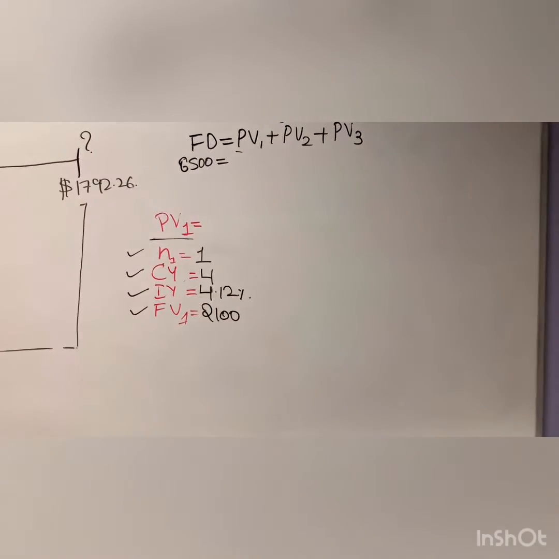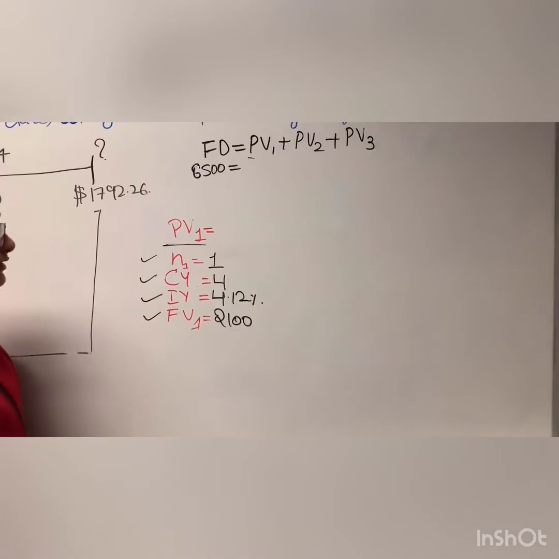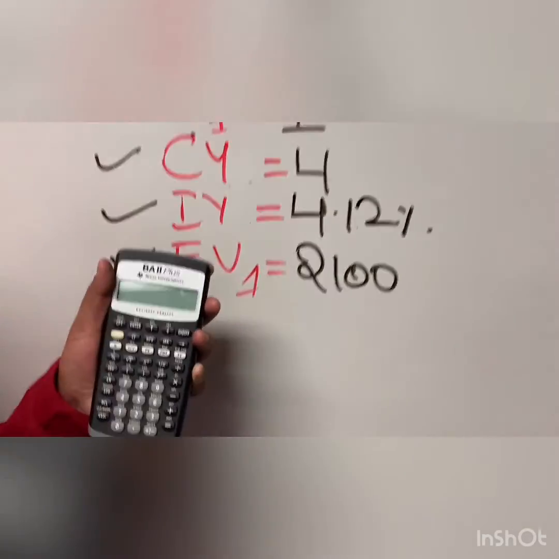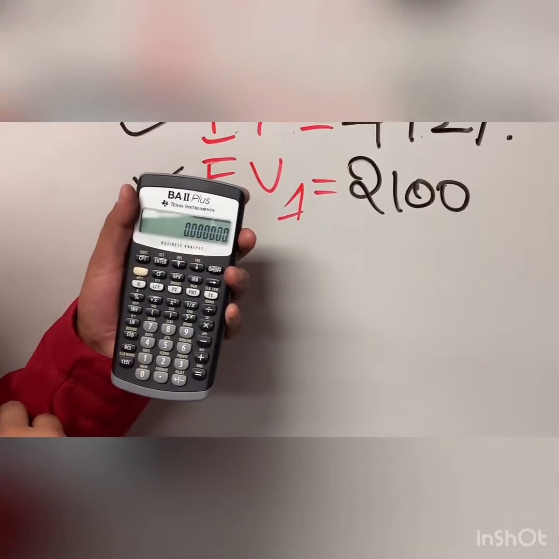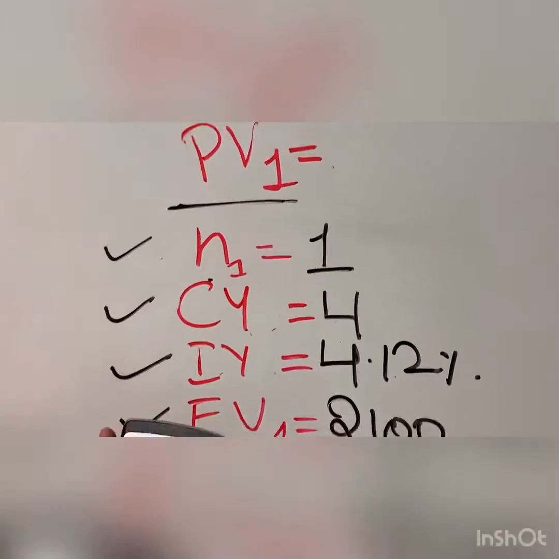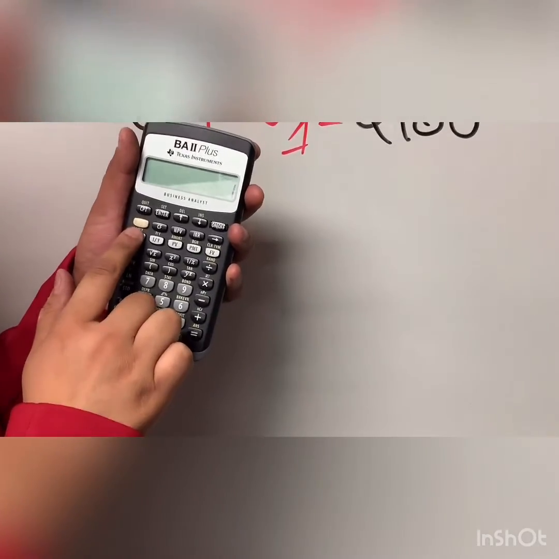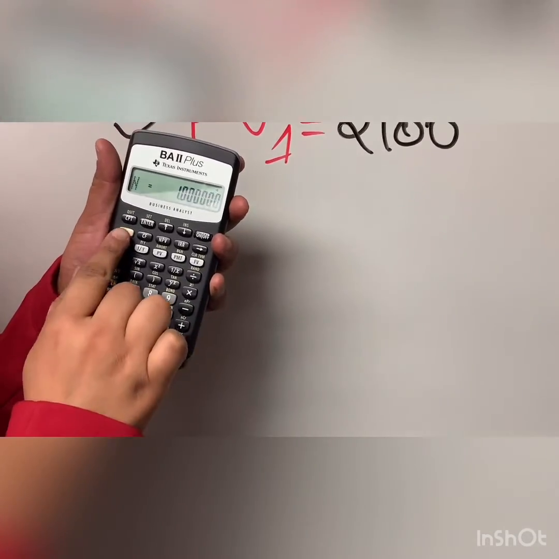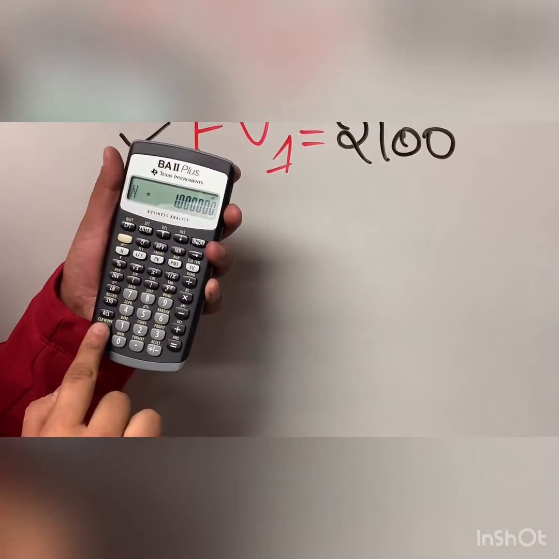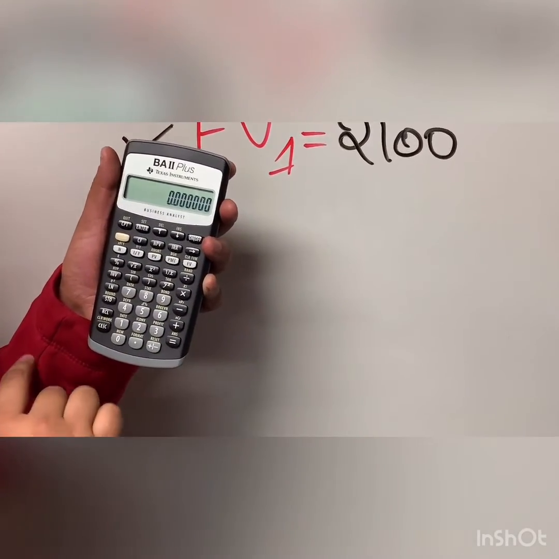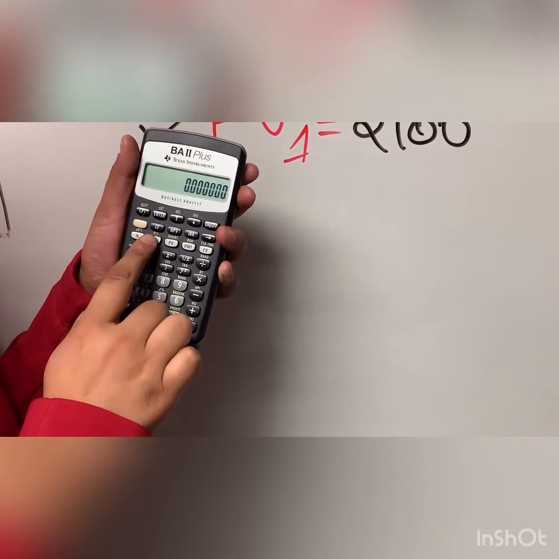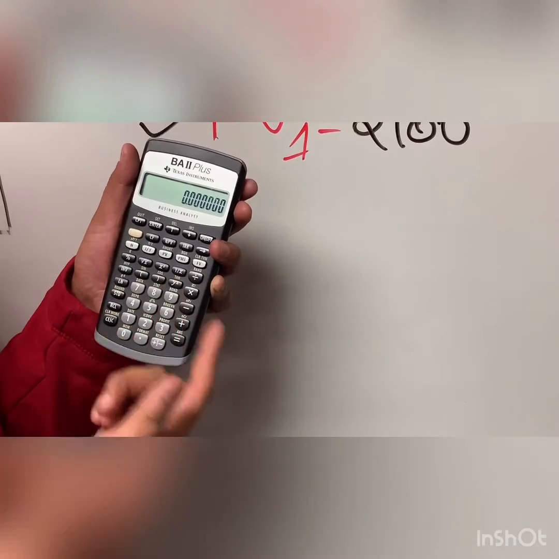So for having PV1, I am using my calculator, that is BA II Plus. Firstly I need to turn on my calculator. So I am putting all the things in my calculator. So the N is 1, enter N. So the N is recorded in my calculator. So now I'm clearing my work. So after that I need to press IY for recording my IY as well as my CY.